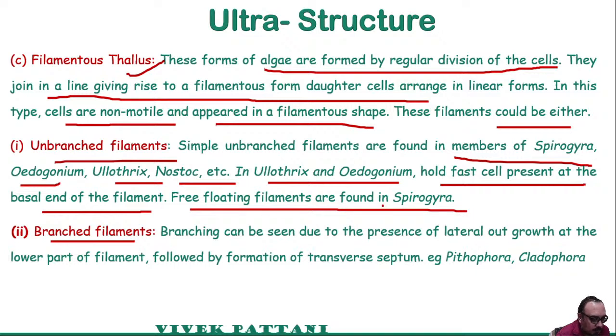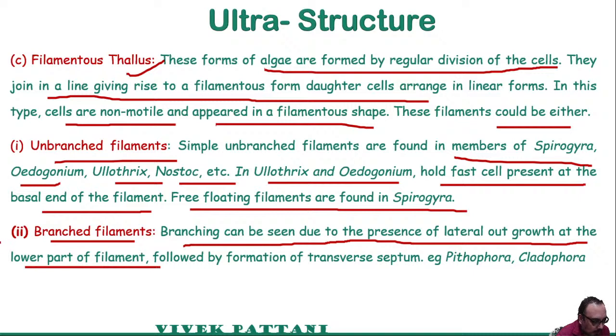In the case of branched filaments, branching can be seen due to the presence of a lateral outgrowth at the lower part of the filaments, followed by the formation of a transverse septum. Examples are Pithophora and Cladophora.